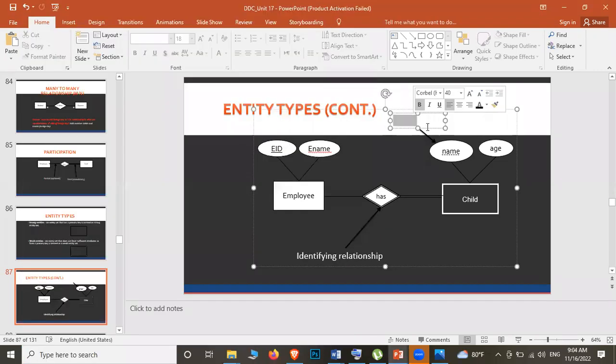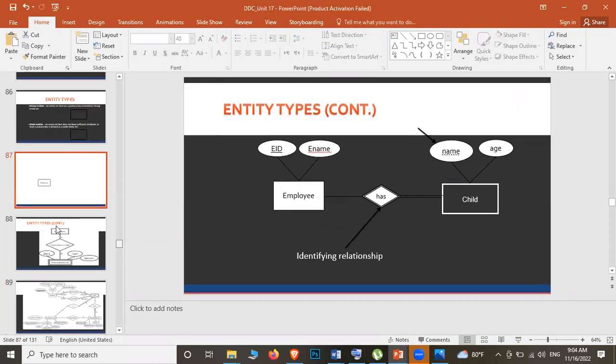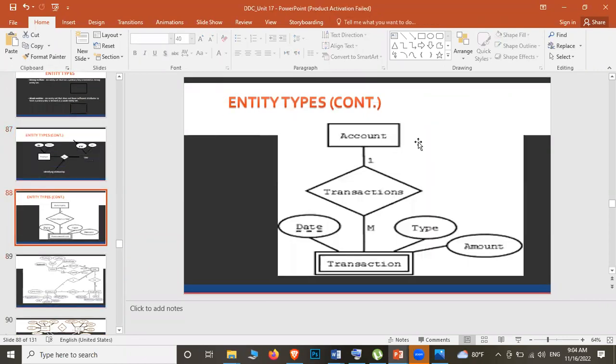Is it clear so far? Weak entity, strong entity, unary, binary, ternary, n-ary, relationships, and then attribute types. Even attributes have types, relationships have types, and entities have types. That is the weak and strong entity thing, right? Okay, that's all in this. Then there have been given some examples.